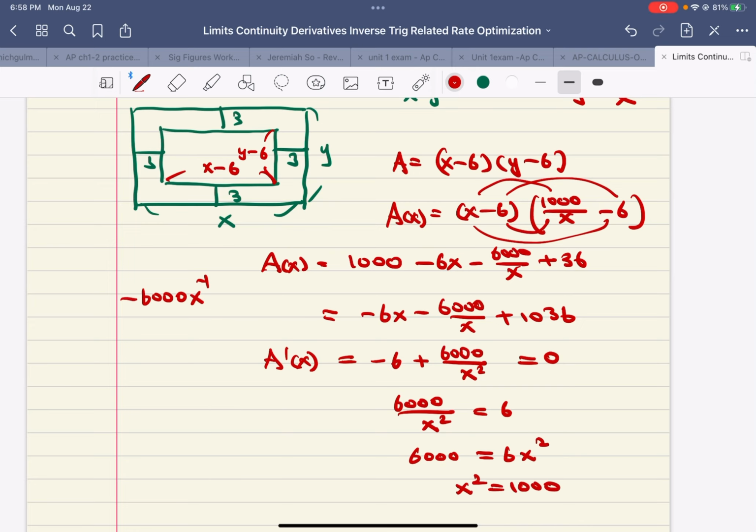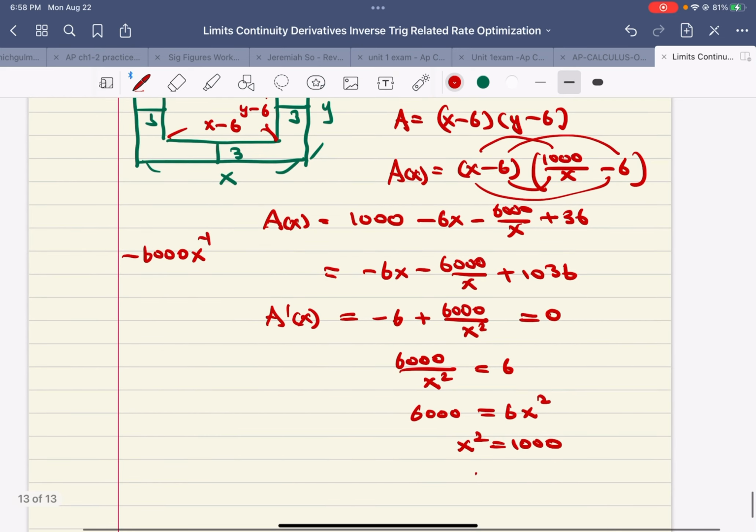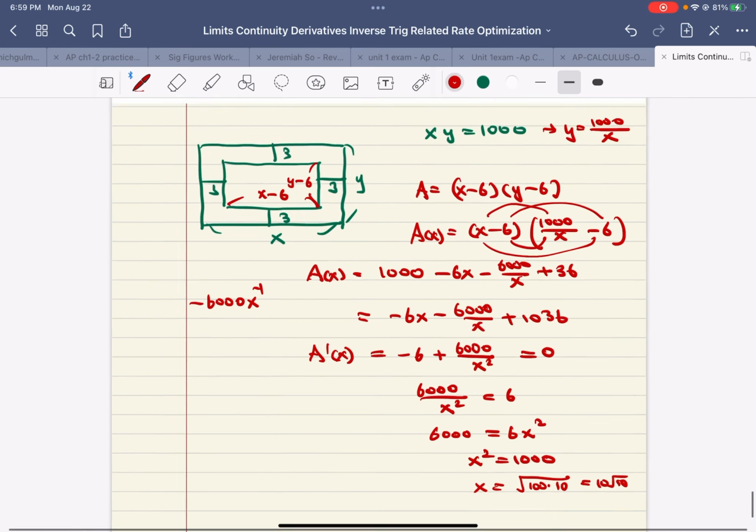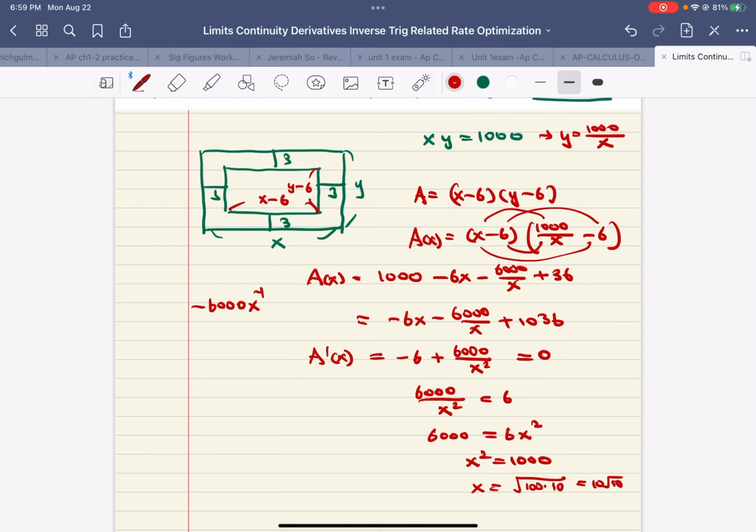Okay. So from here, what is x? x is root 100 times 10, right? 1,000. So 10 root 10. Okay. So that's the dimension x value. But how are you going to justify? So your A prime area, in a number line. So 10 root 10. Also, when you plug in before and after, to have a maximum area, so you should do it this way, right?